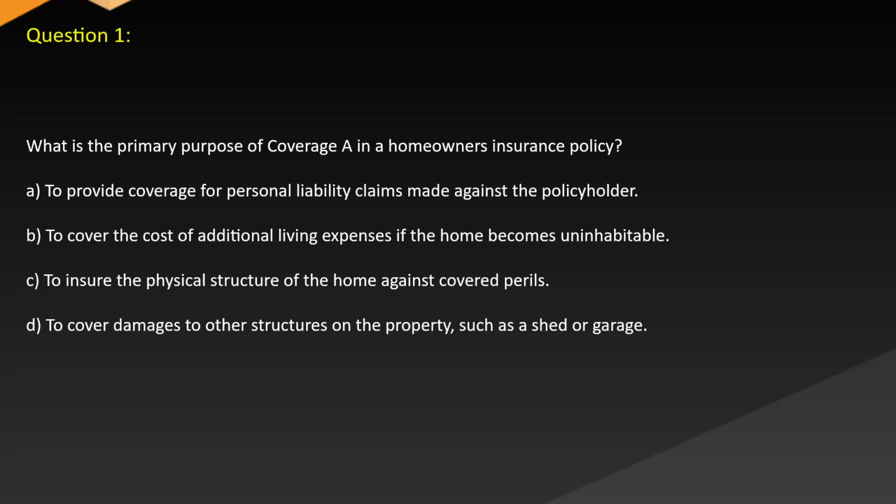Question 1. What is the primary purpose of Coverage A in a homeowners insurance policy? A. To provide coverage for personal liability claims made against the policyholder. B. To cover the cost of additional living expenses if the home becomes uninhabitable.